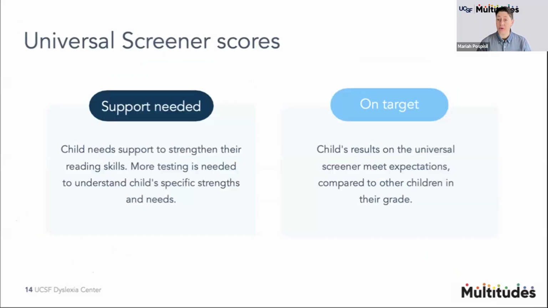When students do take the universal screener, they'll receive an overall screening score, either of support needed, where we know that they need more support to strengthen their reading skills, and actually that more assessment is needed to probably better understand their specific strengths and needs. And roughly speaking, a support needed score would equate to risk of reading difficulty, like dyslexia. So these are students who do need our support and intervention right away to make sure that they're getting what they needed, and that hopefully we're doing preventative work to prevent those reading difficulties from developing down the road.